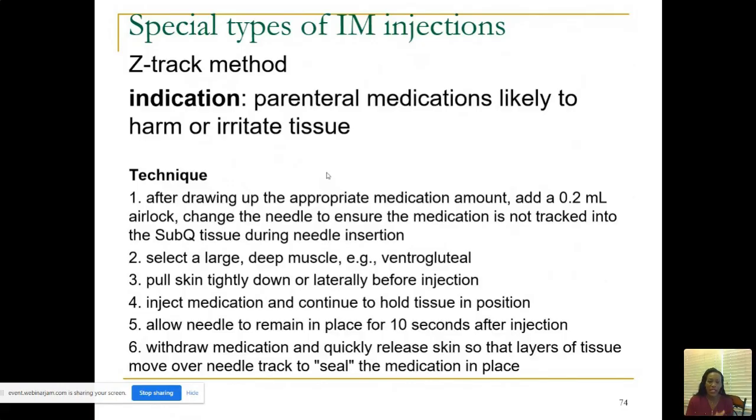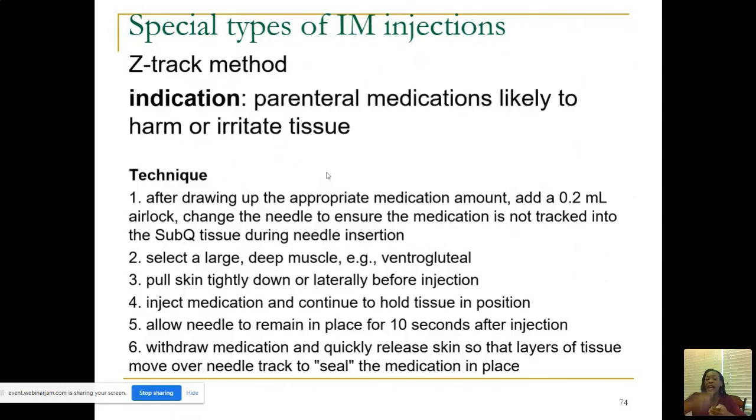All right, so back to Z-track. We want to use a large muscle, obviously, and we want to use the ventral versus the dorsal. We avoid the sciatic nerve. So we're going to pull the skin back. Literally, you're pulling that client's skin back, okay, as much as you can. You're going to inject your medication, holding the skin back. You want to allow your needle to stay in there for a good 10 seconds after you inject.